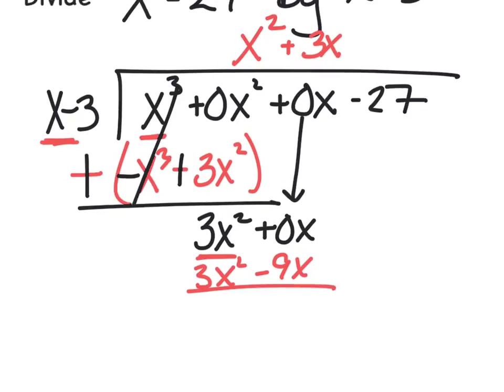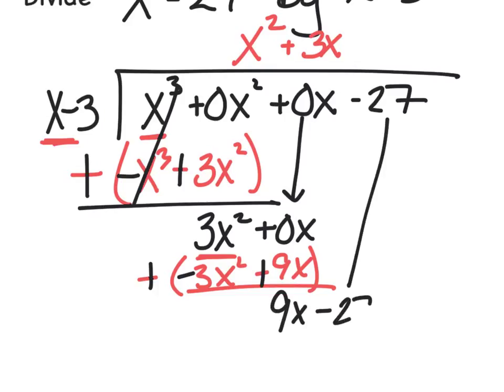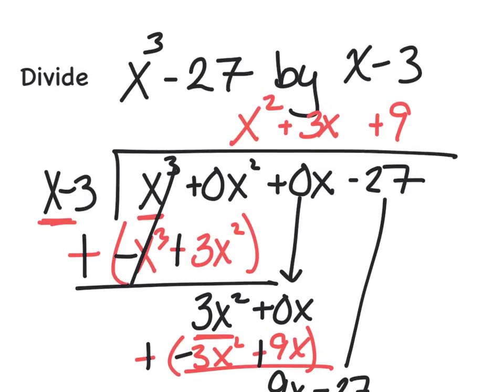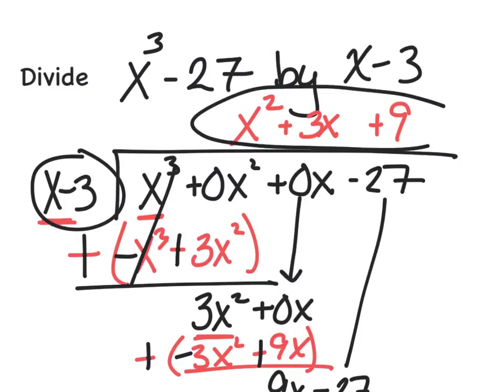Wrap that up in parentheses, put my negative out front, change my signs. So that gets me a 9x, and bring down my minus 27. Compare those first terms. I'm going to multiply by a positive 9. So I get my 9x minus 27. Wrap it up. Change those signs. And again, I get a remainder of 0. Man, do we love when that happens. So that just tells me that my factors are x minus 3 and x squared plus 3x plus 9.